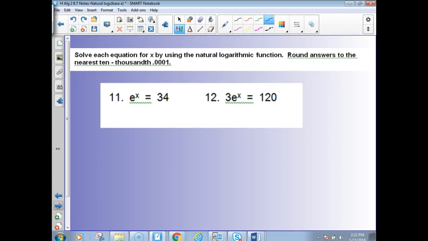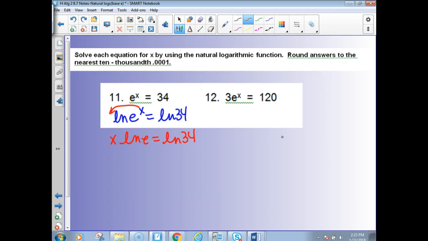All right, solve each equation for x by using the natural logarithmic function. Round the answers to the nearest 10,000th. We're going to go 4 decimal places on these. We want to find the exponent on e that would give you a 34, or approximately, since we'll be doing some rounding. So to solve for the exponent, we take the natural log of both sides since it's in base e. So we have the natural log of e to the x equals the natural log of 34. Step 1. Step 2, use the power property of logarithms to bring x out front times the natural log of e equals the natural log of 34.